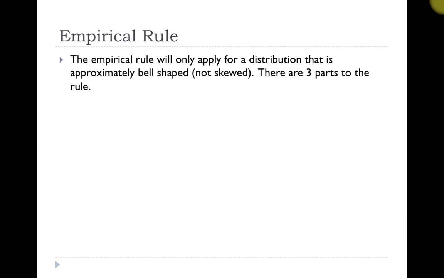Okay, the empirical rule is a rule we're going to apply, but it only applies for distributions that are approximately bell-shaped, not skewed distributions. There are three parts to this rule.